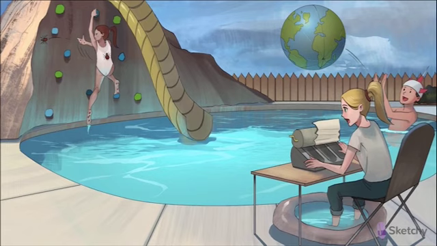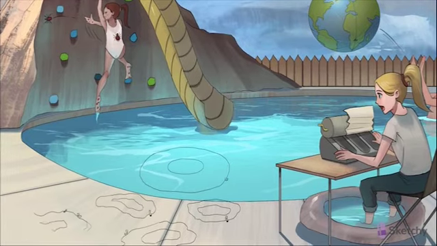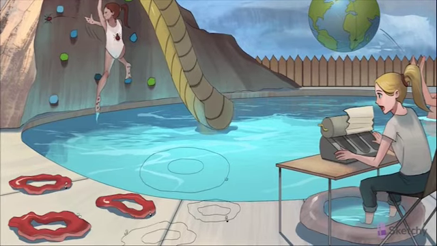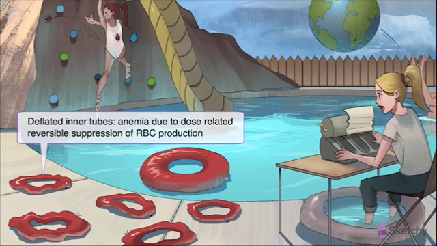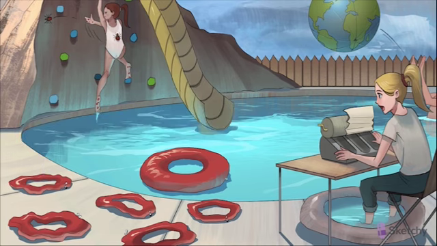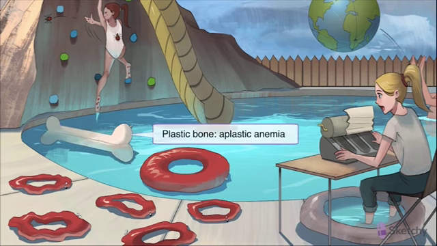Let's finish the sketch with some important adverse effects. Chloramphenicol commonly causes a dose-related, reversible suppression of red blood cell production. This anemia is represented by these deflated red inner tubes on the side of the pool, kind of like red blood cells that haven't quite developed, and definitely reversible. Also, chloramphenicol can cause a rare but possibly fatal aplastic anemia due to irreversible bone marrow suppression. A clear plastic bone, here shown as a floating pool raft, is our recurring sketchy symbol for aplastic anemia.